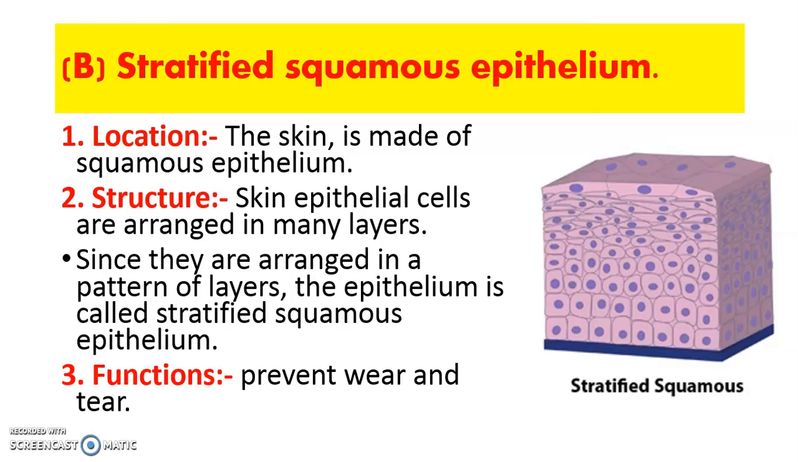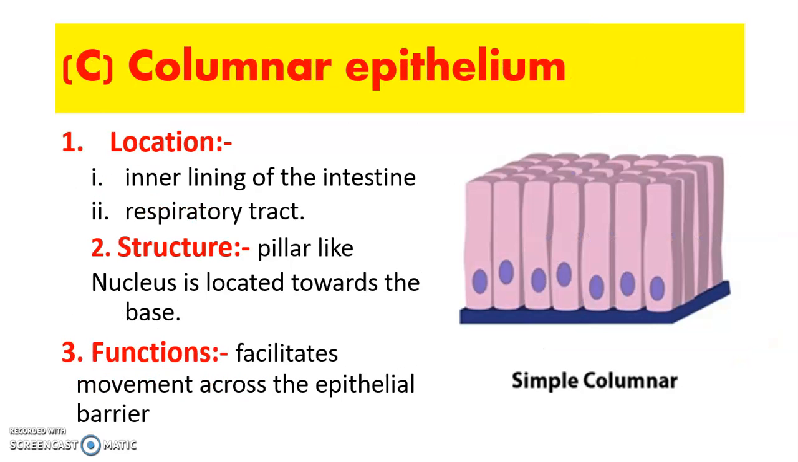Second, we have got stratified squamous epithelium. Now let's see their location. The skin is made up of squamous epithelium. Their structure, the skin epithelial cells are arranged in many layers. Since they are arranged in a pattern of layers, the epithelium is called stratified squamous epithelium. Let's see their functions. They prevent wear and tear.